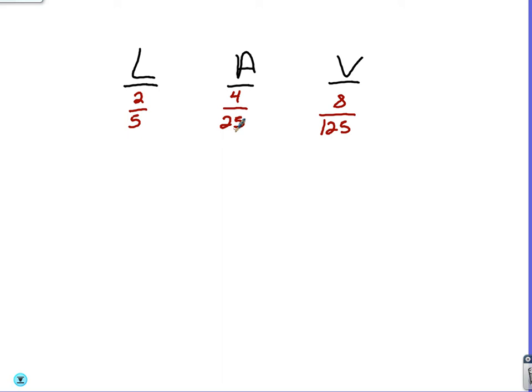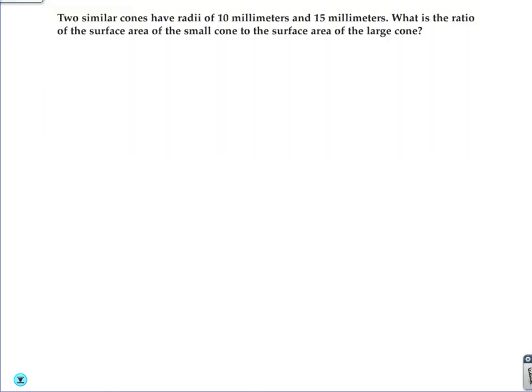Now we're ready for some problems. That's what I just told you. 2 similar cones have radii. Now when we're talking about the radius, that is a linear measurement. So we got linear, we got area, and we got volume. Radii lies here. So 2 similar cones have radii of 10 and 15. What is the ratio of the surface areas? So 10 to 15, let's start there. So we're talking about a radius, and we're going from 10 to 15.